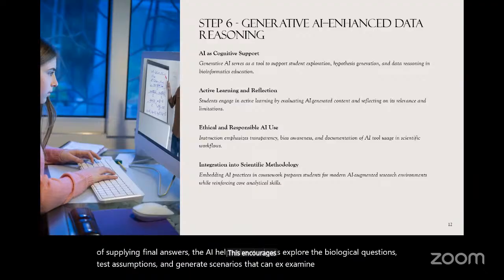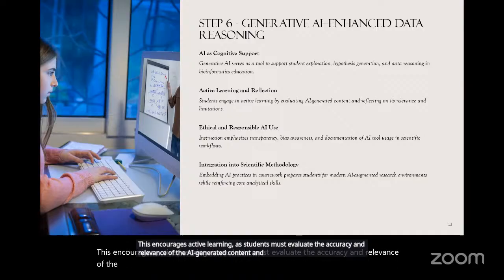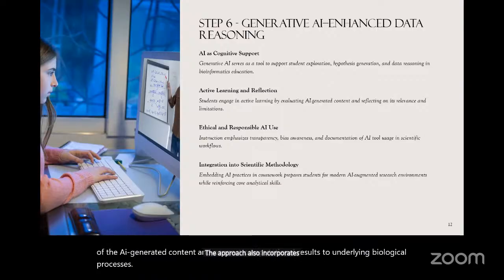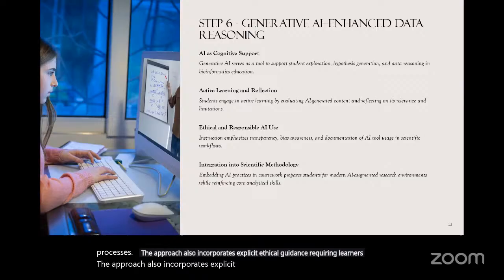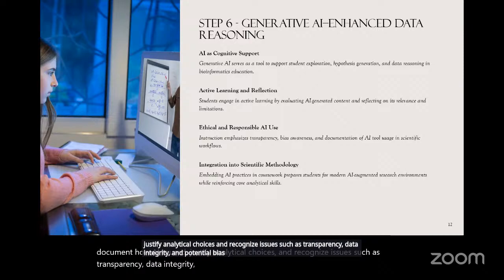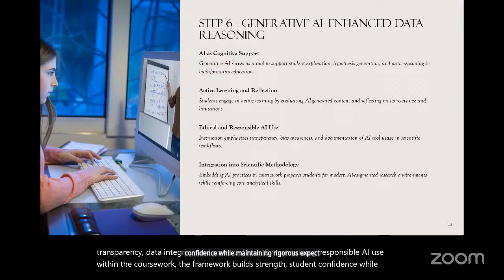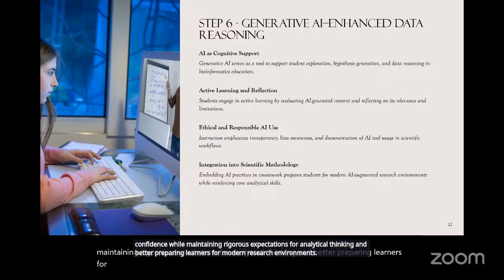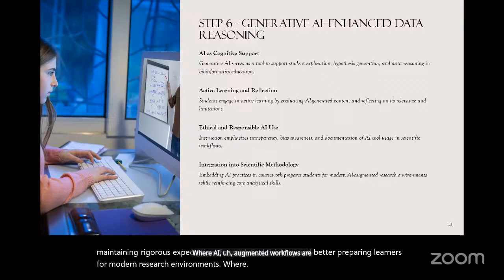This encourages active learning, as students must evaluate the accuracy and relevance of the AI-generated content and connect computational results to underlying biological processes. The approach also incorporates explicit ethical guidance, requiring learners to document how AI is used, justify analytical choices, and recognize issues such as transparency, data integrity, and potential bias. By normalizing responsible AI use within the coursework, the framework builds student confidence while maintaining rigorous expectations for analytical thinking and better preparing learners for modern research environments where AI-augmented workflows are standard.